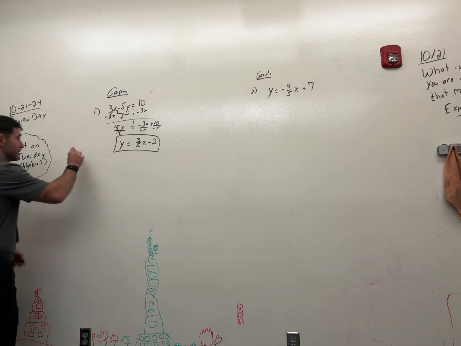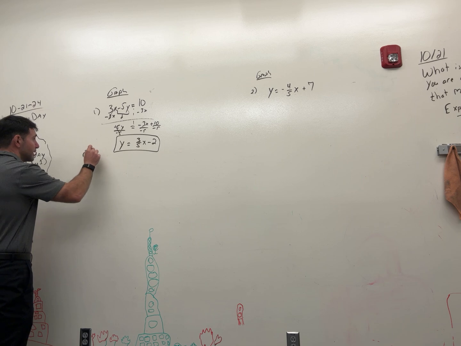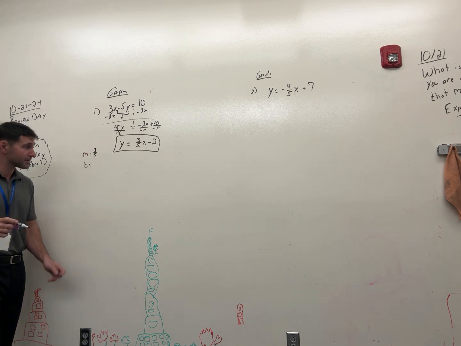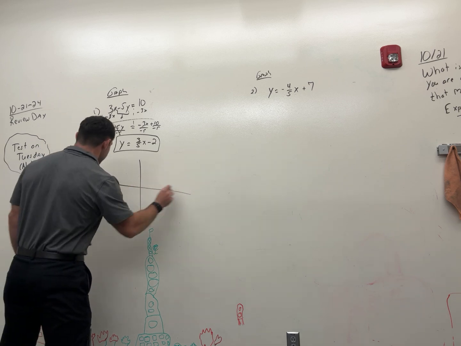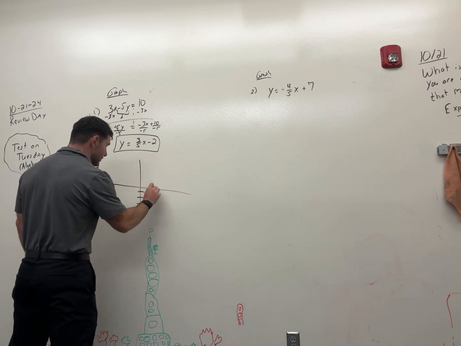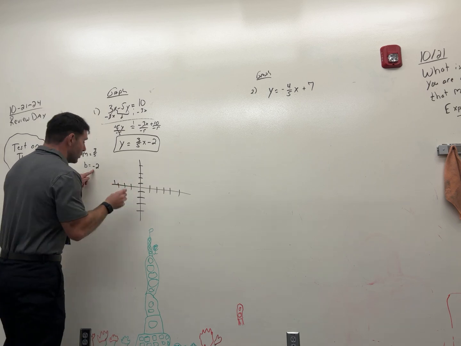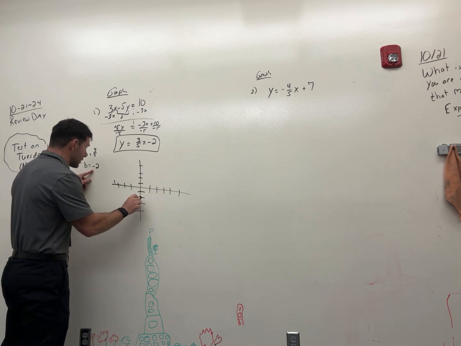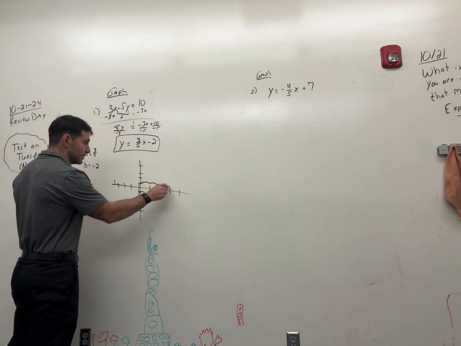Me personally, I say m equals, I say b equals. My slope is the coefficient next to the x. My b is the constant. So now I'm coming in, counting 1, 2, 3, 4, 1, 2, 3, 4, 5. Y-intercept is negative 2. Slope is positive, up 1, 2, 3, over 1, 2, 3, 4, 5.